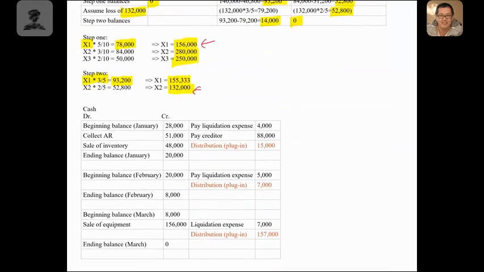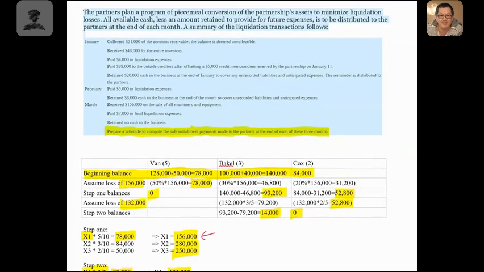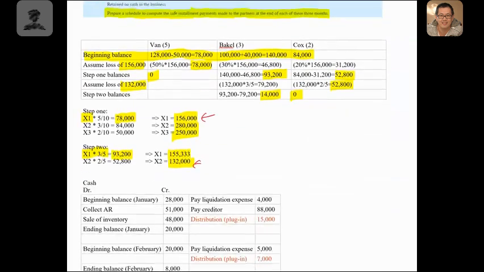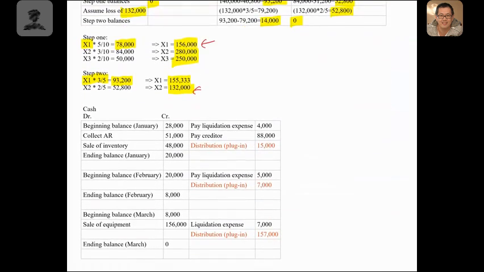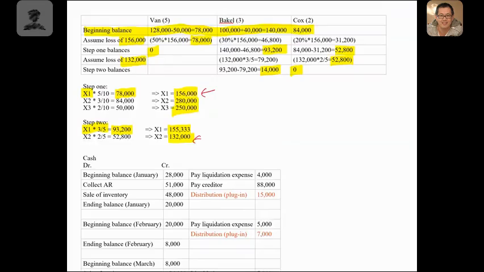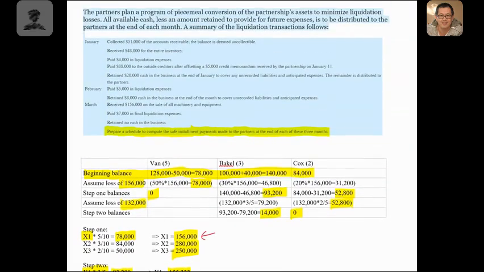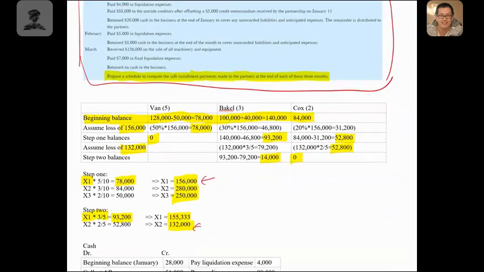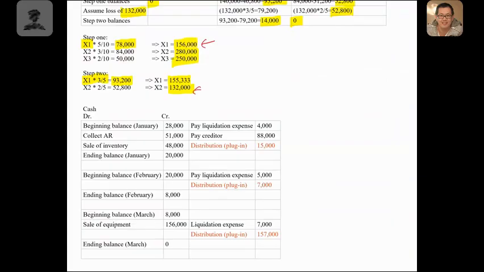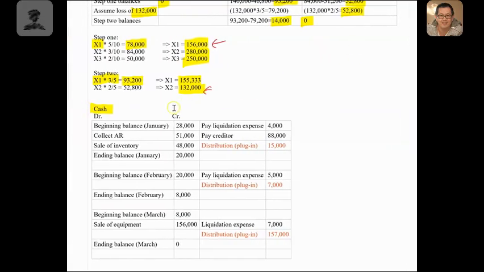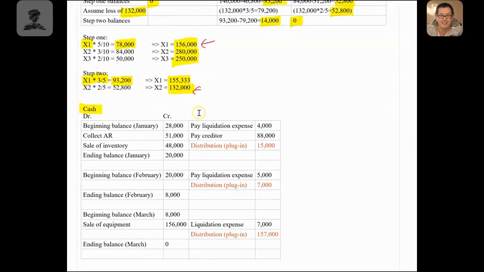Okay, so next let's move on to the summary of the liquidation transactions, to show the amount of distribution we can make every month. Based on the information provided in this part, we can prepare a T account for cash. So we have debit on the left hand side and credit on the right hand side.